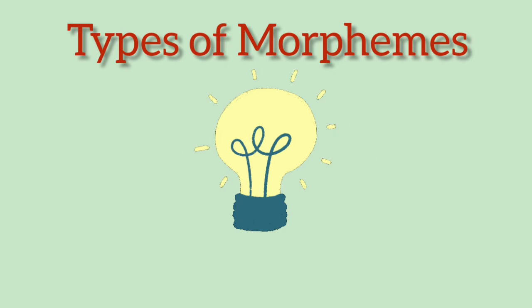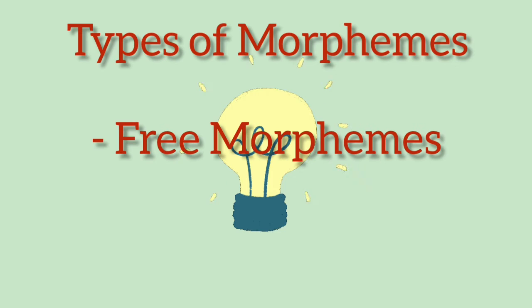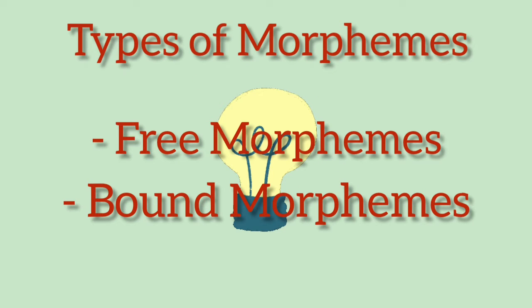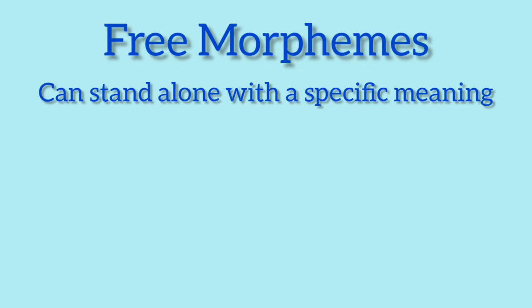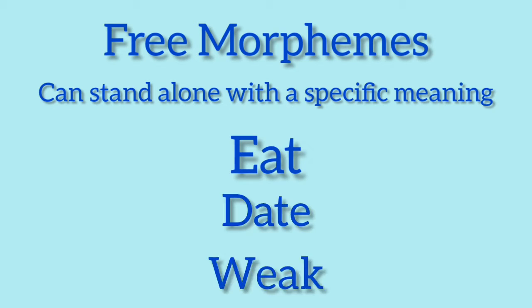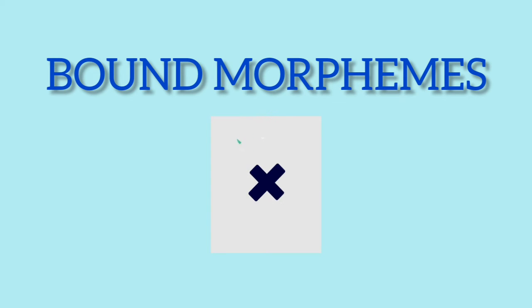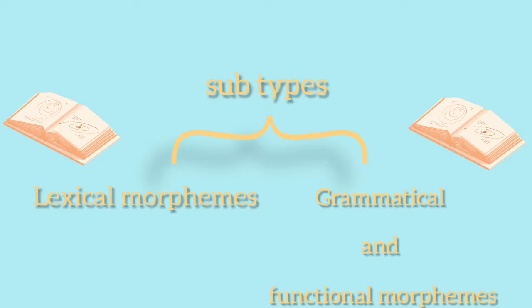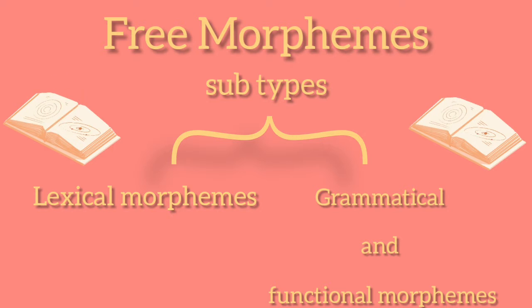So now, let's go to types of morpheme. There are two types of morphemes. The first one is free morphemes and the second one is the bound morphemes. Free morpheme can stand alone with a specific meaning, for example, eat, date, and wait. Bound morpheme cannot stand alone with meaning. Free morpheme can be categorized into the two subtypes.